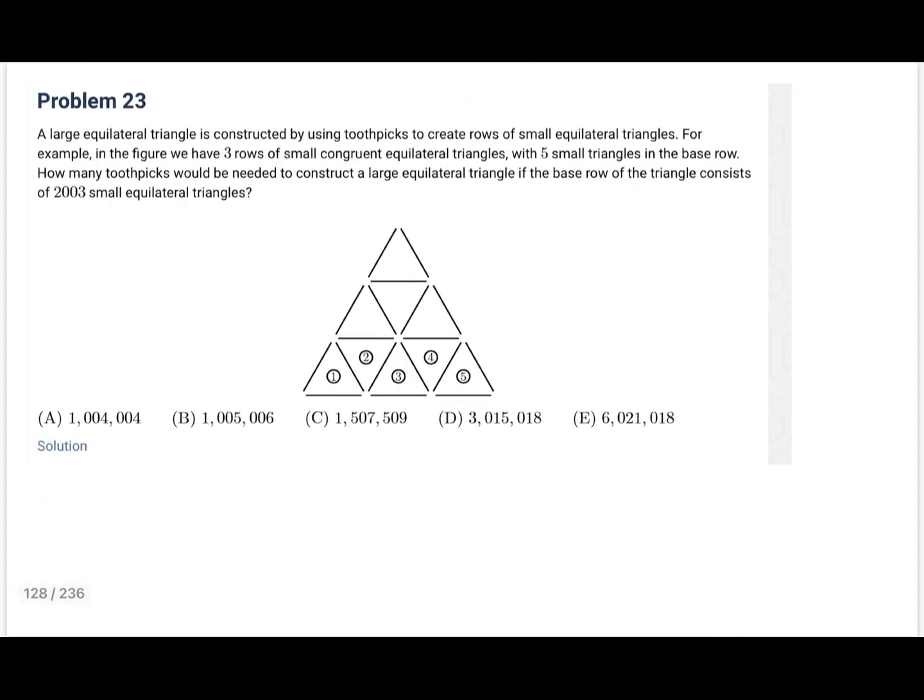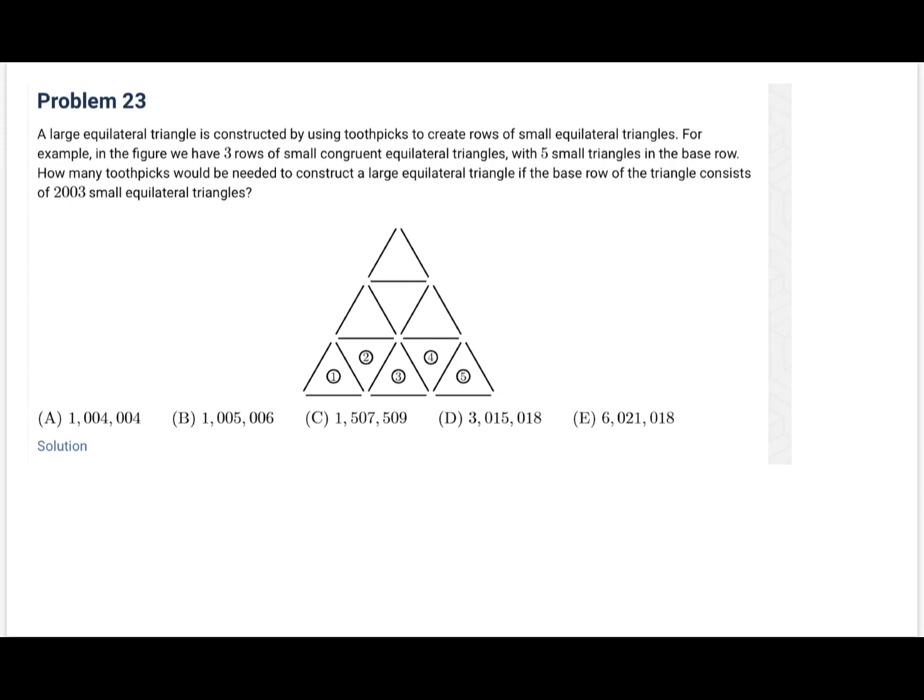Problem number 23. A large equilateral triangle is constructed by using toothpicks to create rows of small equilateral triangles. How many toothpicks would be needed to construct a large equilateral triangle if the base has 2003 small equilateral triangles? Okay, so notice that for this one, there are 3.